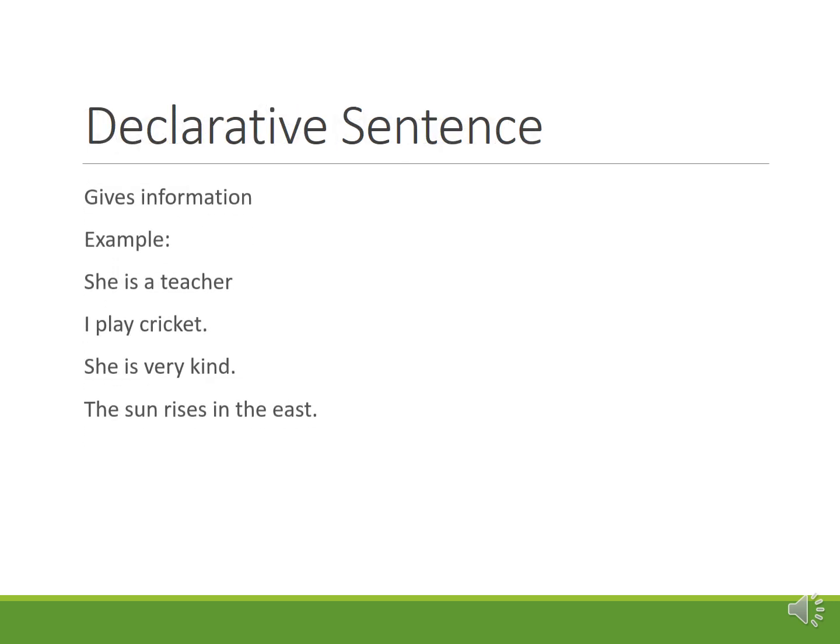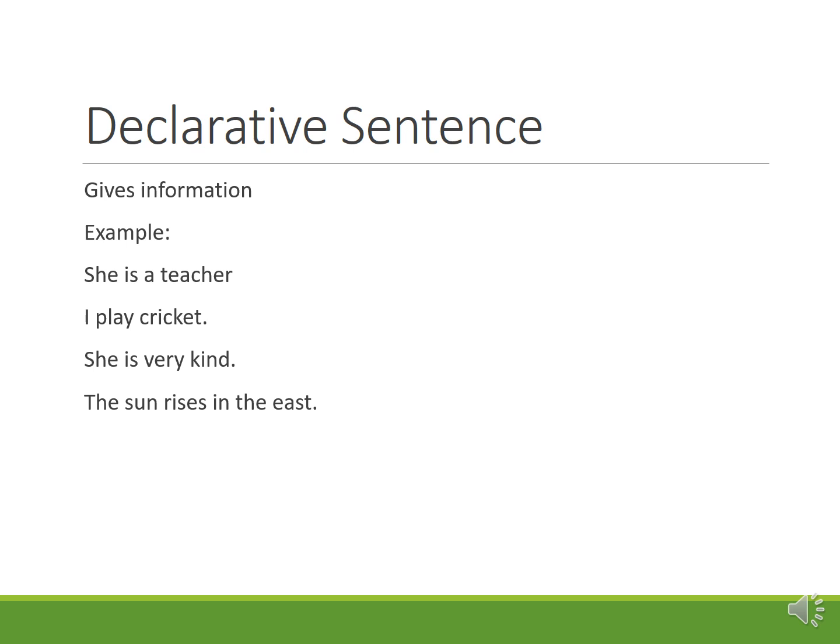A declarative sentence gives information or makes a statement. For example, she is a teacher. I play cricket. She is very kind. The sun rises in the east. In all these sentences, you can see there is information or declaration of something. Simple tip: if a sentence is telling you something, not asking, not commanding, not showing strong emotion, it is a declarative sentence.